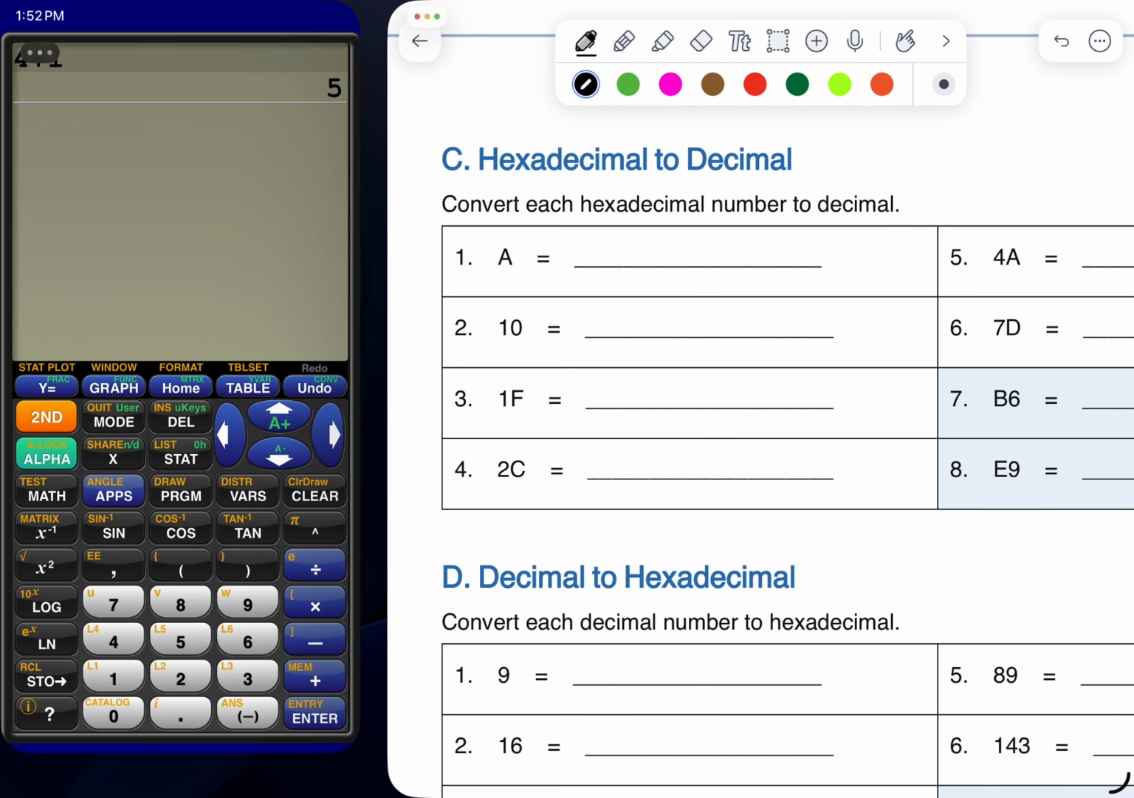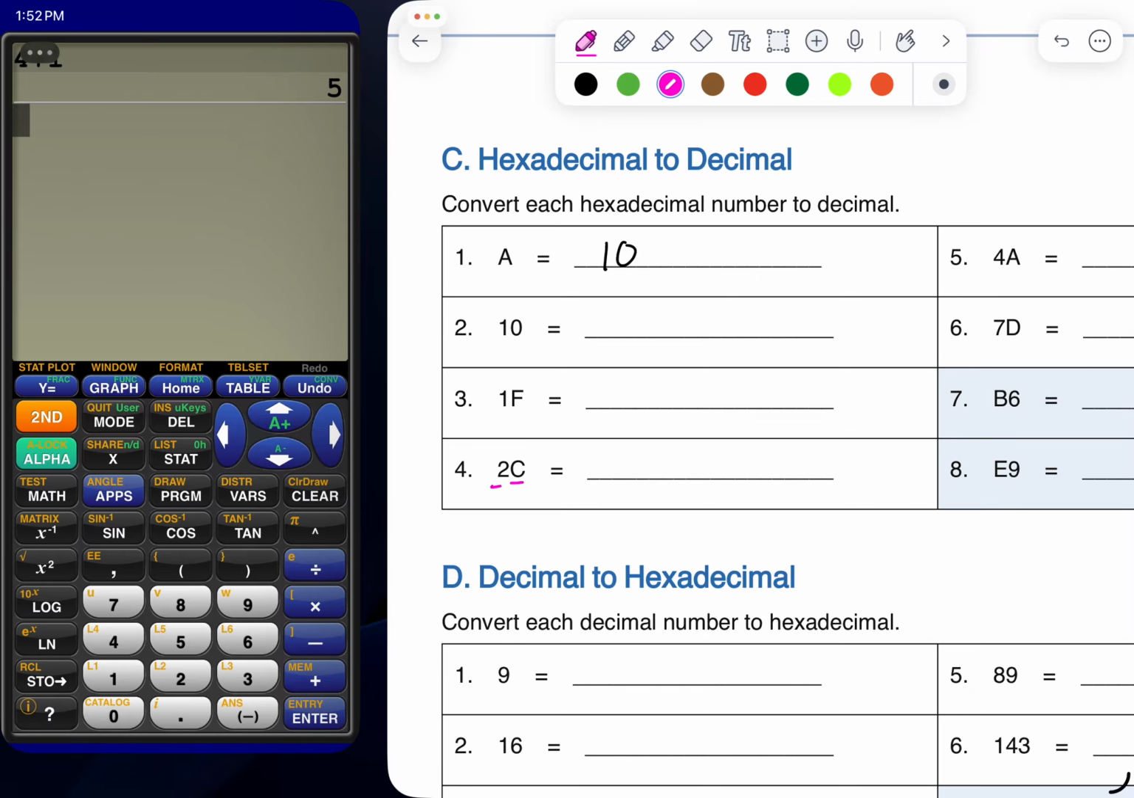Hexadecimal to decimal. All right, this is probably the hardest. Wow, okay. This one is easy. A is 10. Because somewhere we've got a chart, and we know that A is 10, B is 11, C is 12, etc., etc. So I'm actually going to skip that to a slightly harder one. We'll go down to 4 here.